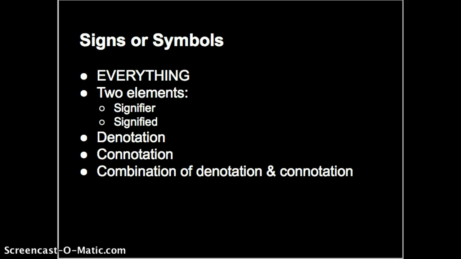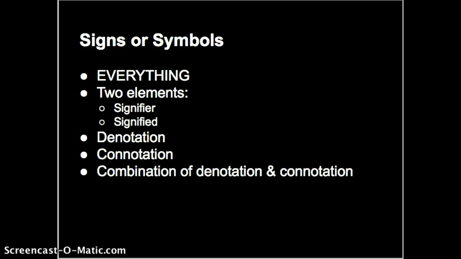Almost everything is a sign or symbol in our culture. And so we need to talk about what that means when we're looking at visuals. Signs and symbols consist of 2 elements, a signifier and a signified. The signifier is a physical sign. It is what you see, what you hear. And then the signified is the meaning of the sign. That's what it means. So you have the signifier versus the signified. When analyzing signs or symbols, you need to consider the denotation, which is the dictionary definition, and the connotation, which is other meanings of the word, and consider the combination of the two.